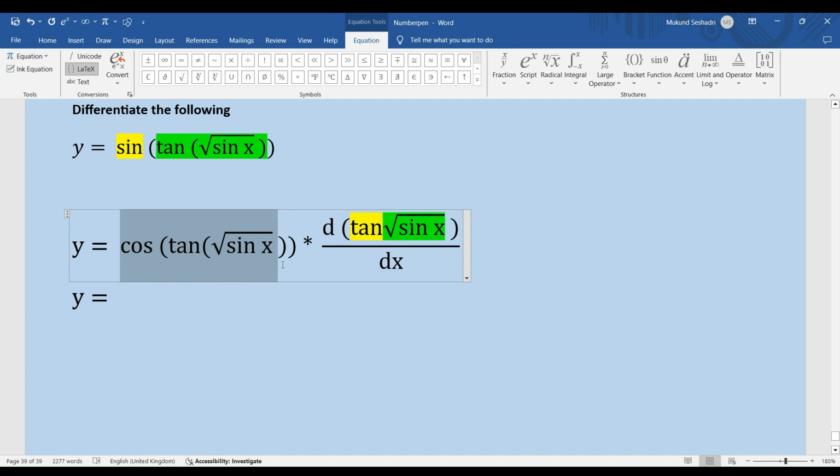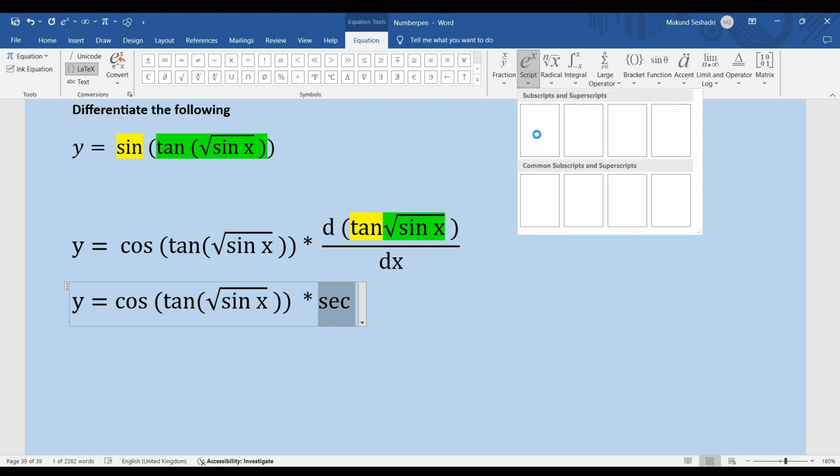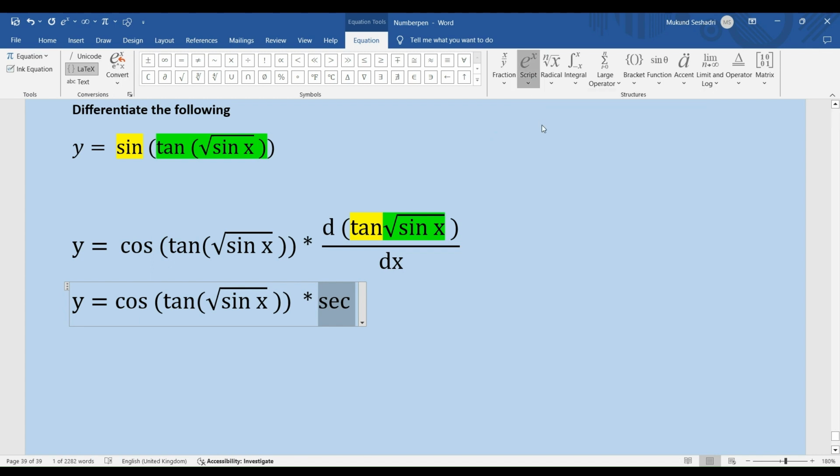So we will write the next step very similar to how we wrote it earlier. I'm going to copy this expression as it is, which is my cos of tan root sin x. And then when I do my d by dx of tan of root sin x, right, I differentiate the yellow function with respect to the green function. So what does it become? It becomes a secant square. And why is that? Because my d by dx of tan x is secant square x. So when I do d by dx of tan of root of sin x, I will have to write it as secant square root sin x, right?